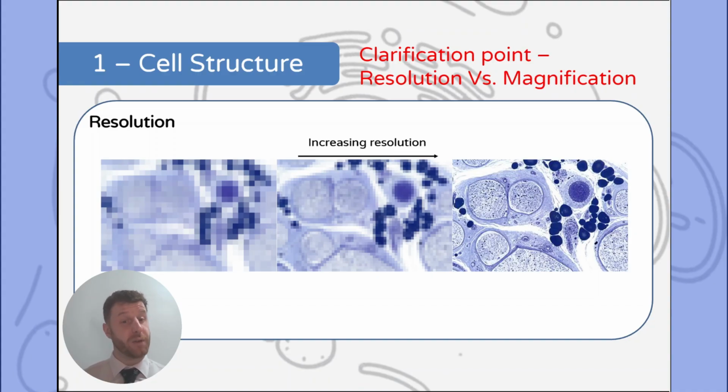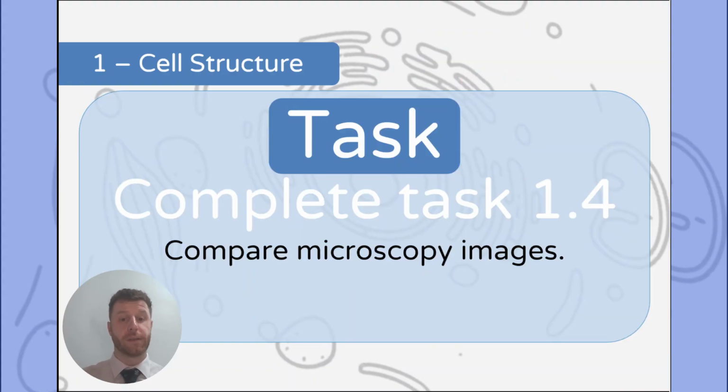The best way for you to be able to remember this and to learn it is to go ahead and take a look at some pictures of cells from both an electron microscope and a light microscope, and try to talk to yourself about the difference between resolution and magnification. If you are following on with my tasks, that is exactly what I want you to do now. Compare microscope images, and the second part of that task is to use the words magnification and resolution to deduce which microscope was used.